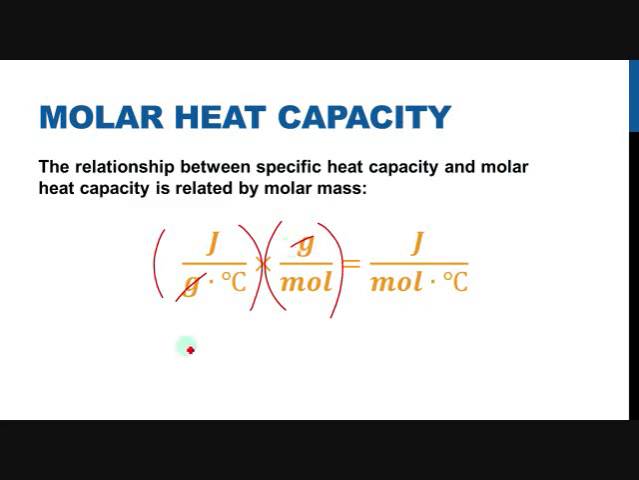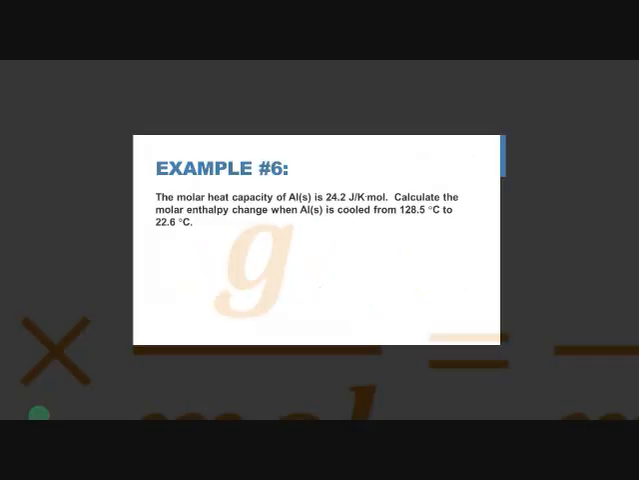When we use the mcΔT with molar heat capacity, we would replace the mass with n for moles. But then our C, we would just have to make sure that we have those units, okay? And then change in temperature would stay the same. So it's the same process with molar heat capacity, but you just have to be careful that you're plugging in moles, not grams, if you have a molar heat capacity unit.